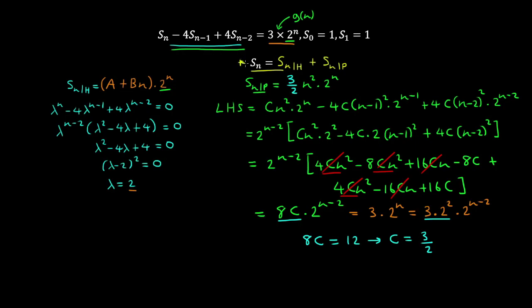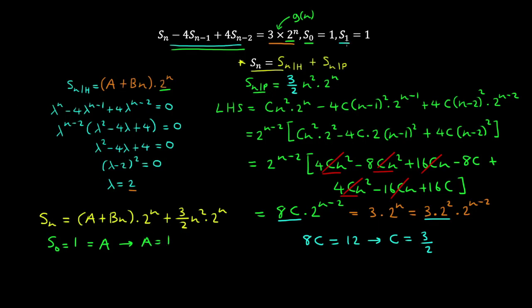So therefore our solution Sn is a superposition of the homogeneous solution, which is A plus Bn times 2 to the n, plus the particular solution, which is 3 on 2 n squared times 2 to the n. And now we can apply our initial condition S0. So that will be A plus B times 0 times 2 to the 0 is 1. And this term is 0. So therefore A is equal to 1.